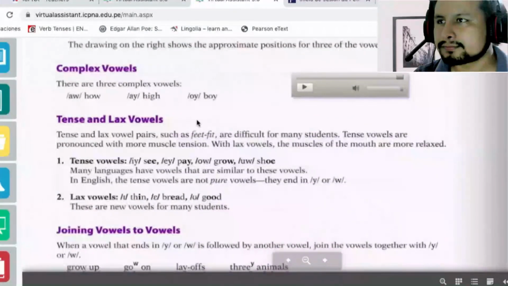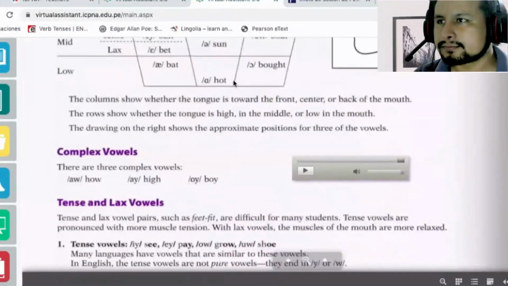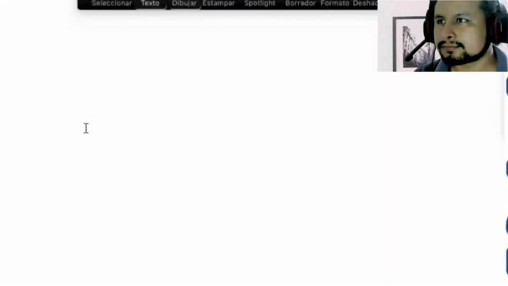Yeah, okay. Here, for example, we have the complex vowels. We have ow, I, and oi. Again, remember, these are phonetic symbols. Ow as in how, I as in high, and oi as in boy. All right? So these are the 14 vowel sounds in English.